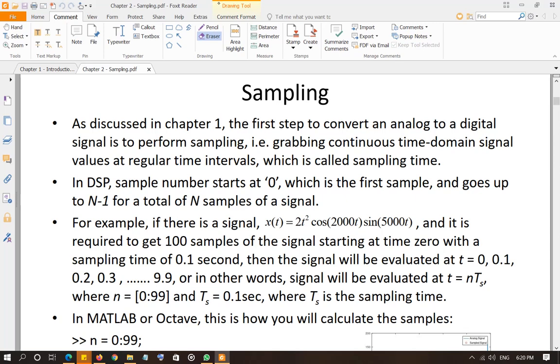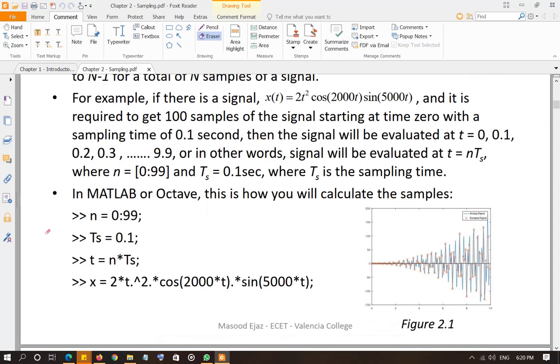Let's see. In MATLAB or Octave, I'm showing you a small program as to how you're going to do that. So look at that. I want to grab 100 samples, starting at 0 to 99. Sampling time is 0.1. I multiply N and Ts to produce the time instances at which each sample is going to be taken. And then I go ahead and write the equation.